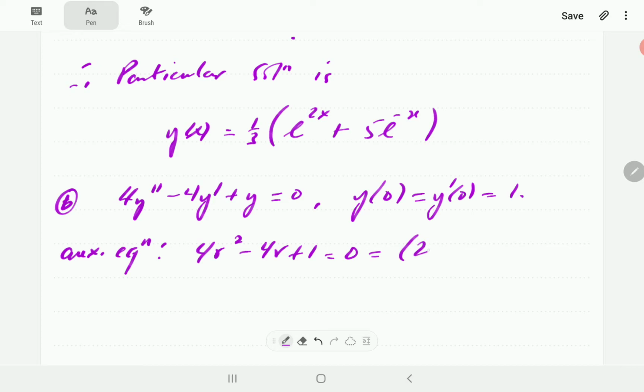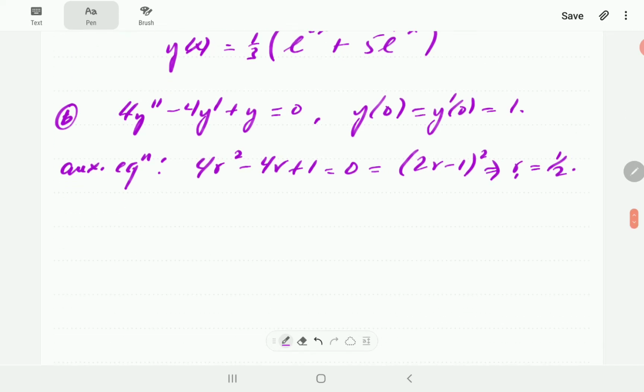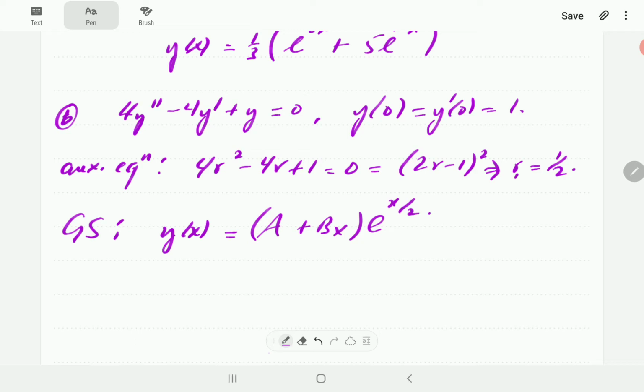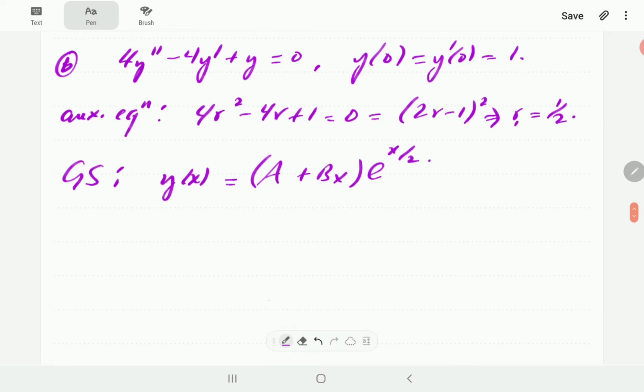This factorizes to (2r minus 1) all squared, which tells us that we're going to have just one repeated root, and its value is 1/2. So the general solution is going to be (a plus bx) e to the x over 2, or e to the 1/2 x.